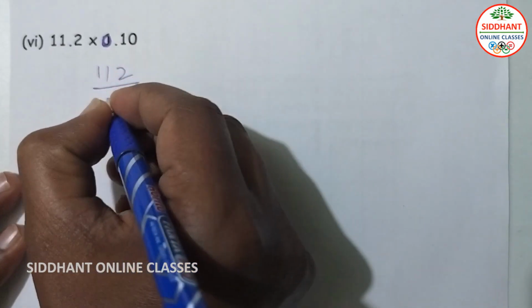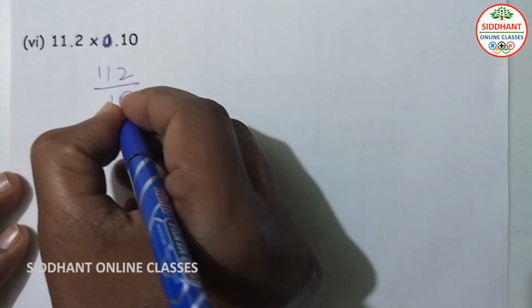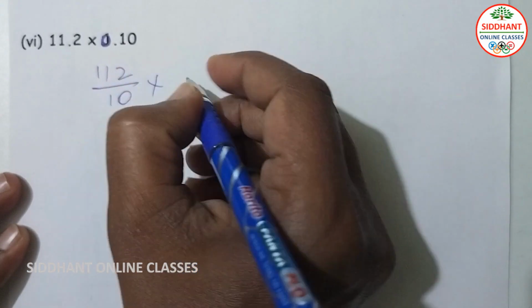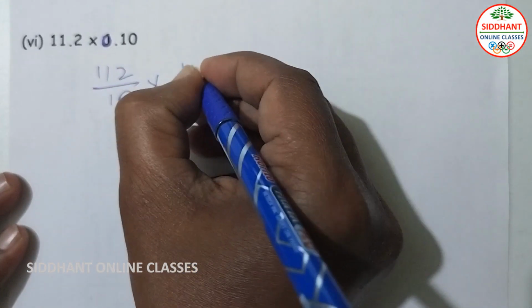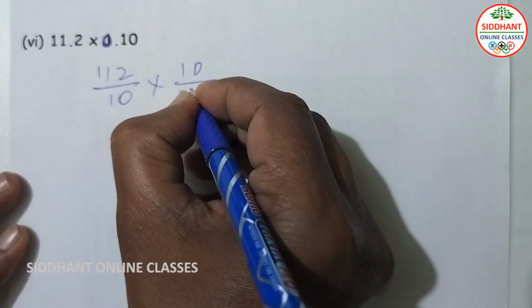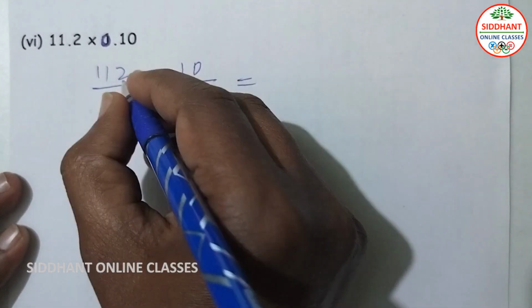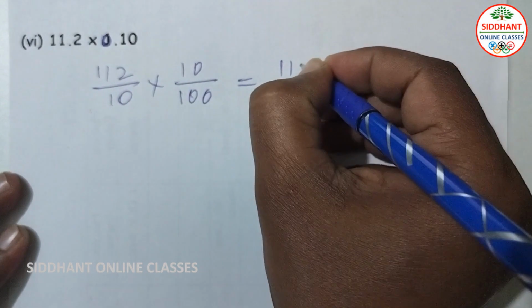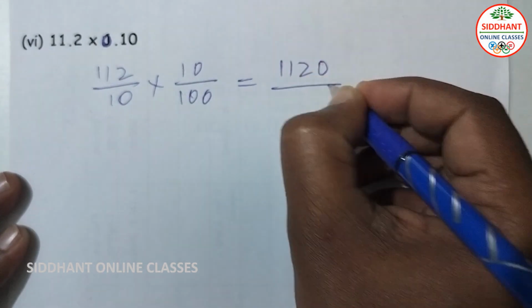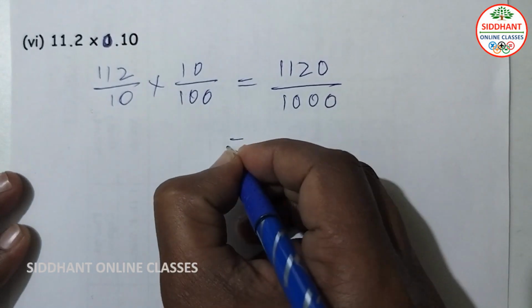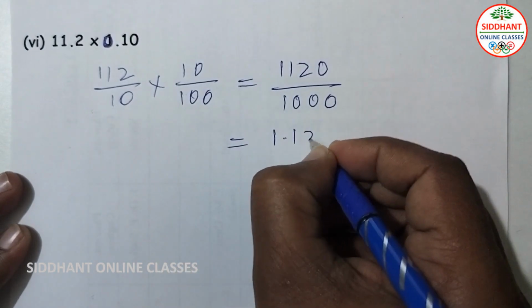Sixth one, 11.2 into 0.10. 11.2 can be written as 112 by 10 into 0.10 can be written as 10 by 100. That equals 1120 by 10 into 100, 1000. So this is 1.12.